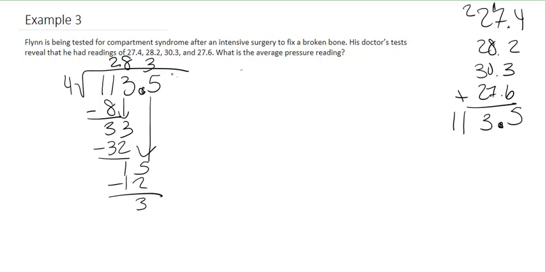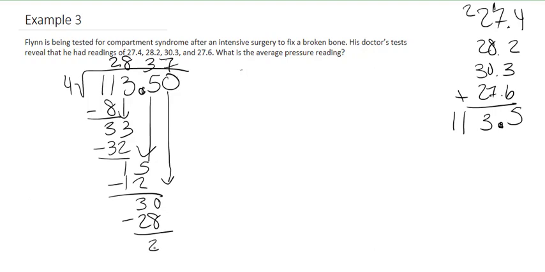Now, because we're not done, we need to add some zeros. So we add a 0 after the 5 and bring it down. 4 goes into 30 8 times. Correction, 7 times. Because 4 times 7 is 28. If it was 8, then it would be 32, which is too large because we can't do that. So 4 can only go into 30 7 times. So 30 minus 28 is 2.